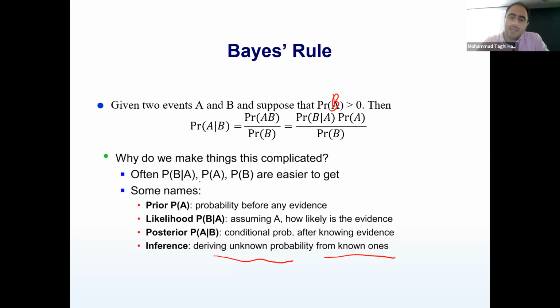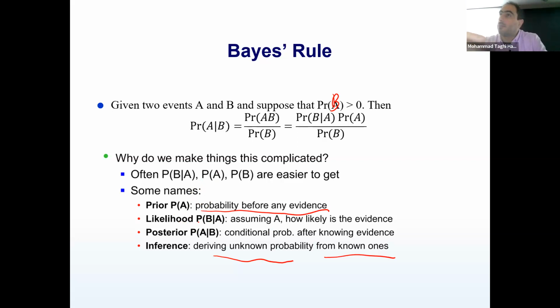Here, probability of B is called the probability before any evidence. This is the prior. Then there is the likelihood. What is the likelihood? It is the probability of B conditioned on A. It means, assuming A, how likely is the evidence? Good. So this is the likelihood that we have from some other information.